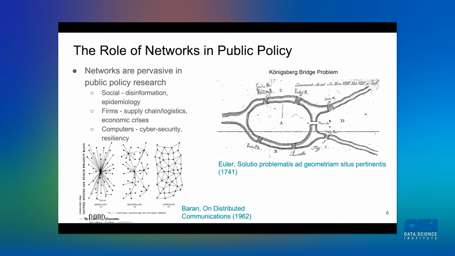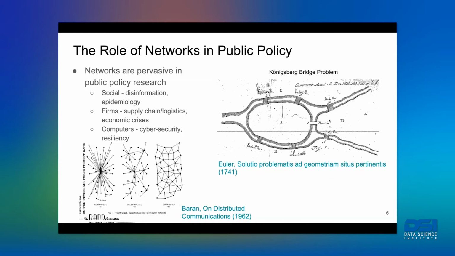Economists can be interested in networks at RAND. They're used to model supply chains and problems with logistics. You can try to model economic crises. And then, of course, it goes without mentioning that the most famous network of all is probably the internet. And so for anyone interested in cybersecurity or cyber policy, networks are very relevant for these types of researchers at RAND also.